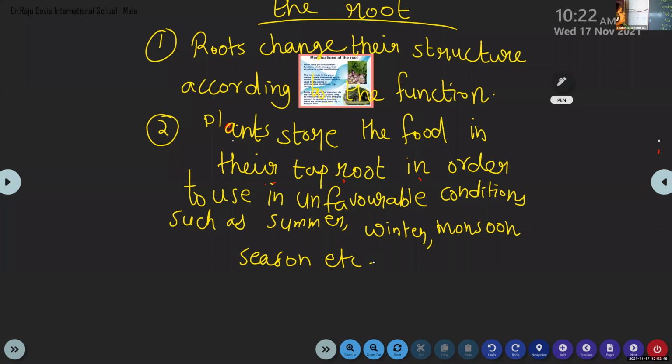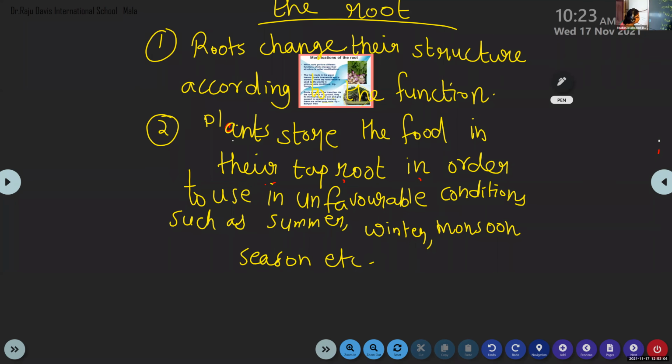So plants store the food in their taproot in order to use in unfavorable conditions such as summer, winter, monsoon season, etc. Ma'am, for 1 minute, can you show the previous slide? I just want to take a screenshot. Wait. Let everyone complete this. I'm finished. Next.